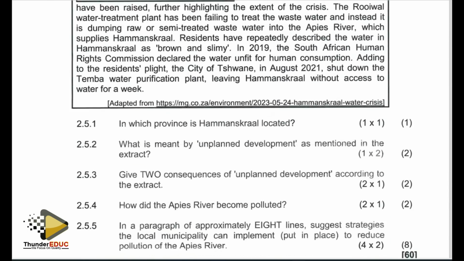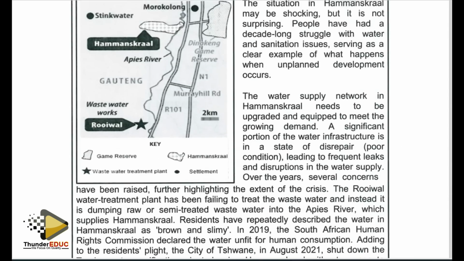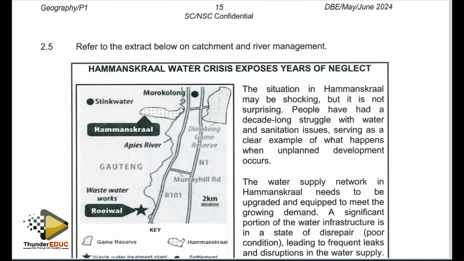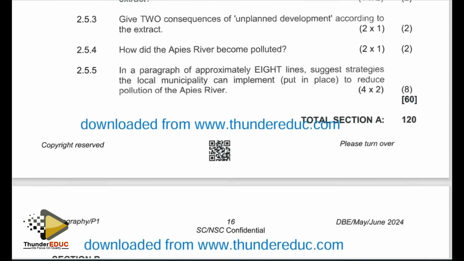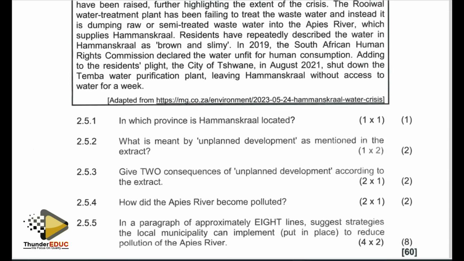Right, let's look at the last question on river management, river and catchment management. There's an extract there. The extract, I think, is clear and it has been gone through. Right, in which province is Hammanskraal located?